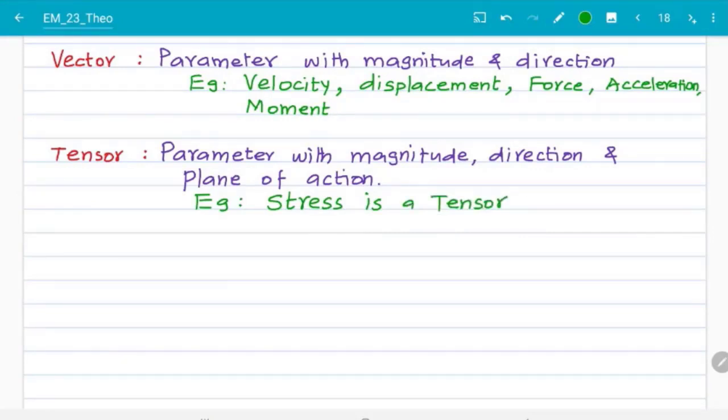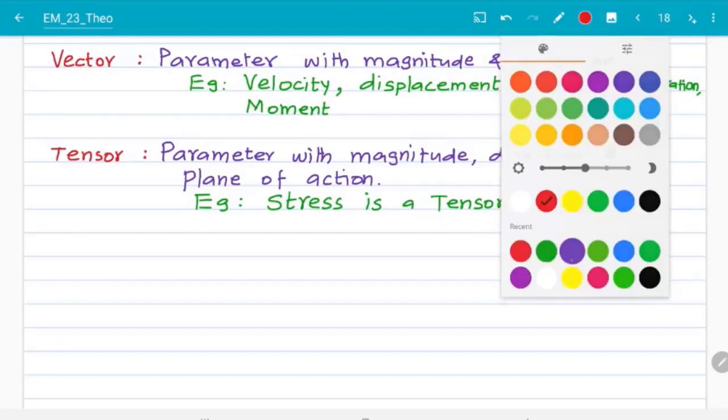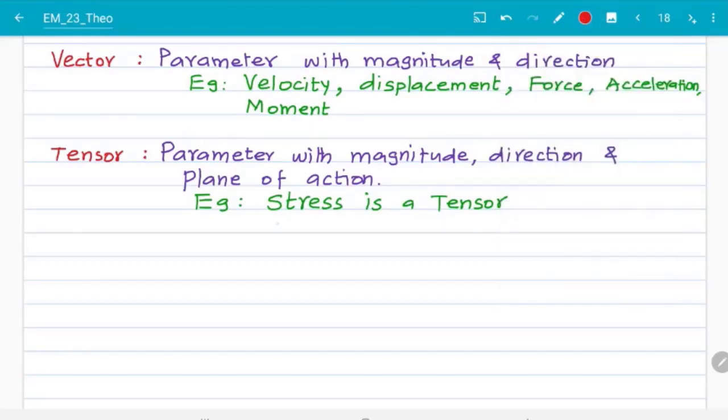What about strain? Strain, by default, means engineering strain. It is an understood case. Strain is not a tensor.